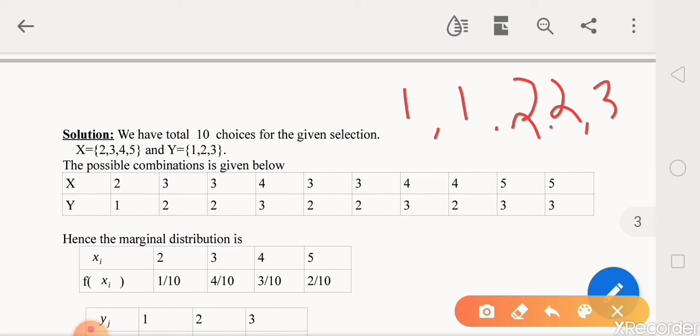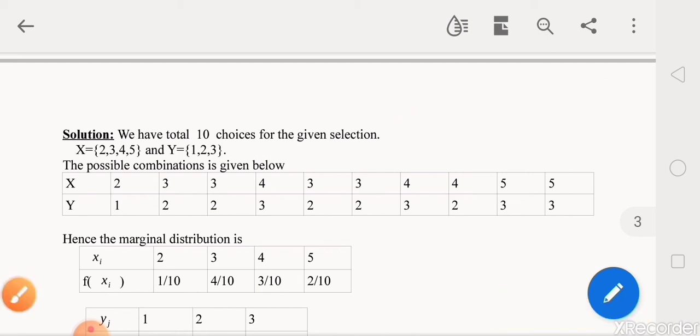So sum of all possible combinations will be 1 plus 1, 2, 1 plus 2, 3. Again here 1 plus 2 is 3, done. 1 plus 3 is 4. So x values will be 2, 3, 4, 5. And y values, it is maximum of two numbers drawn. So if you take 1 and 1, 1 is the maximum. 1 and 2, 2 is the maximum. 2 and 2, again 2 is the maximum. 2 and 3, 3 is the maximum. So y is the set 1, 2 and 3.